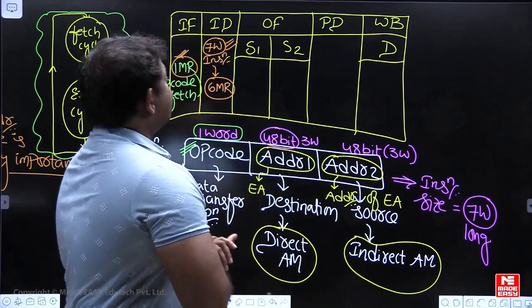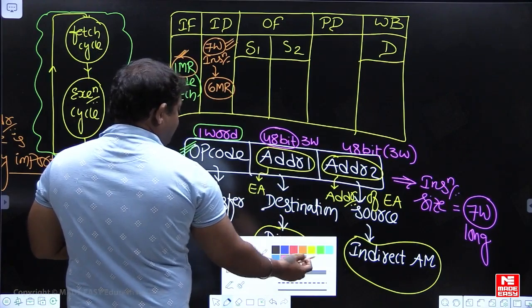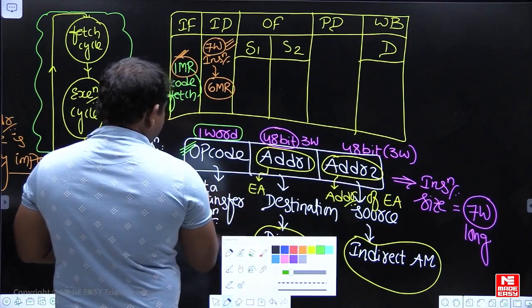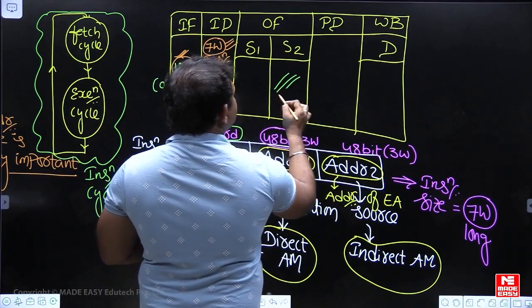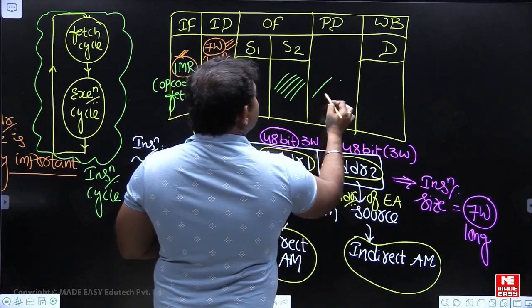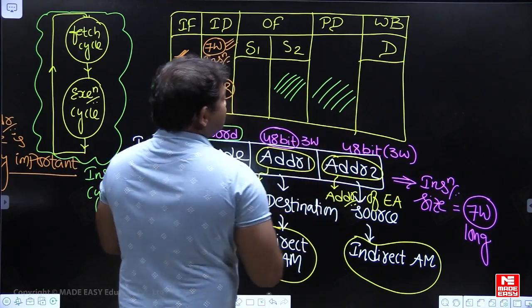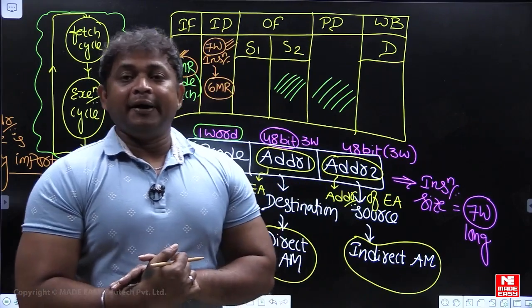Very good. Next, processing started. What is the operation here? Operation is the data transfer operation. Because of data transfer, there is no need of the source 2, and also no need of processing the data. Data transfer operation does not require the source 2 and PD.